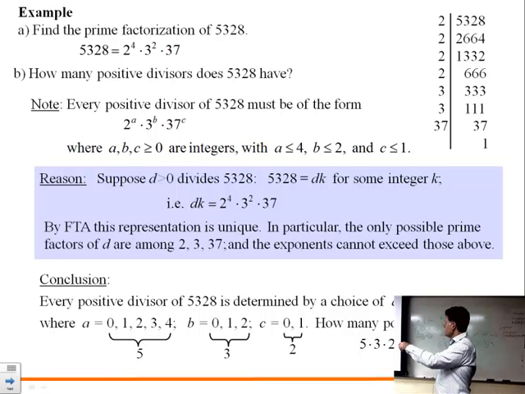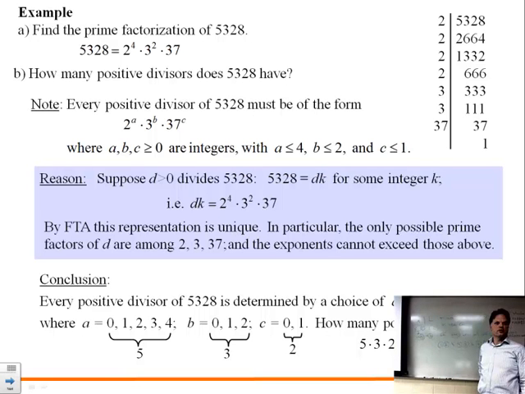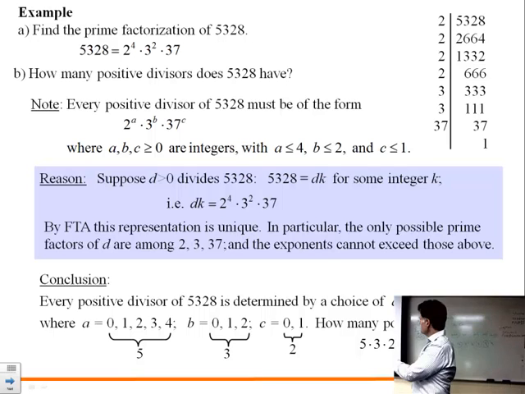So this number has 30 positive divisors. And you get all 30 of them just by taking all the triples of A, B, and C, such that A is between 0 and 4, B is between 0 and 2, and C is between 0 and 1.